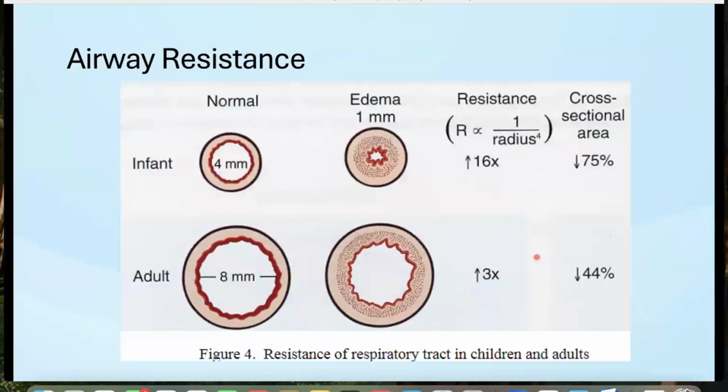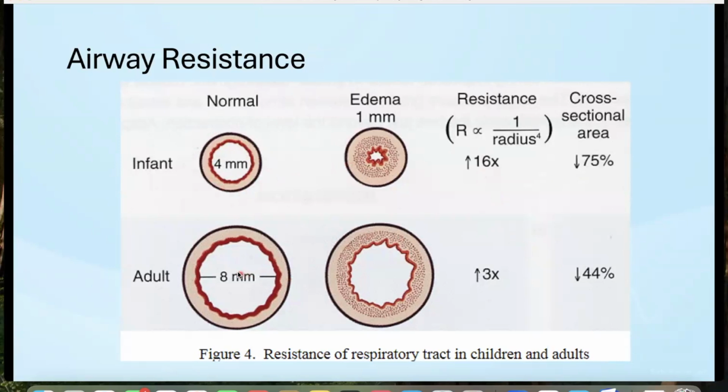So this gives you an idea of why we tend to have more problems with this in kids. A lot of us will have heard of people who developed asthma as a kid and then, quote, outgrew it. Well, the reality is, it's just their airway got bigger. So if we look here on the left, we've got an infant with a 4 millimeter inner diameter airway. And when we have 1 millimeter of swelling set up, we've now increased the resistance of that pipe by 16 times and reduced the cross-sectional area by 75%.